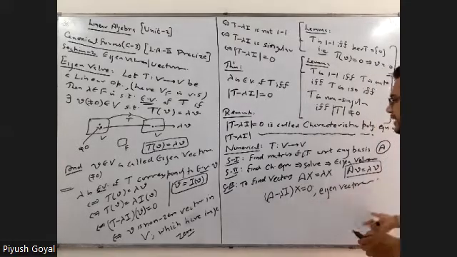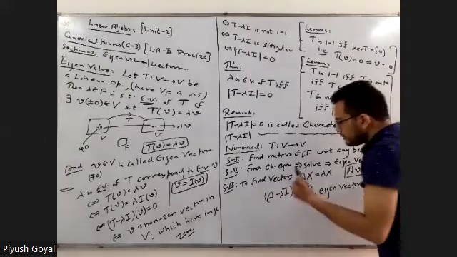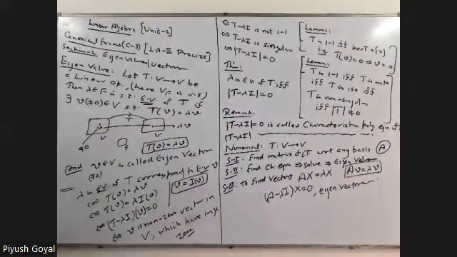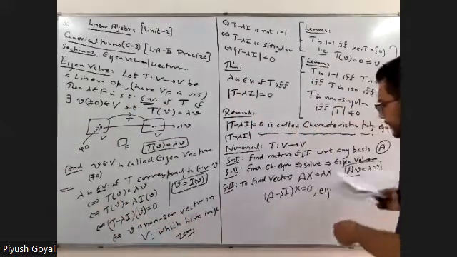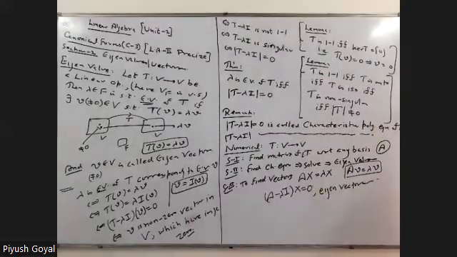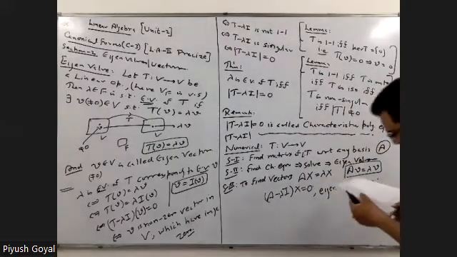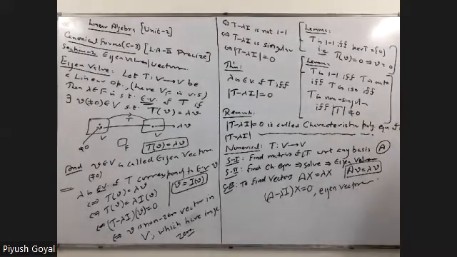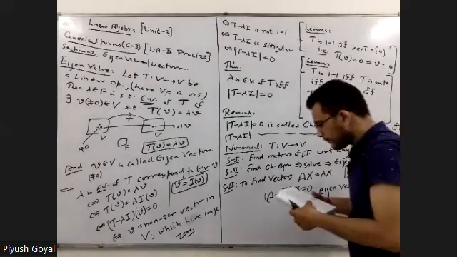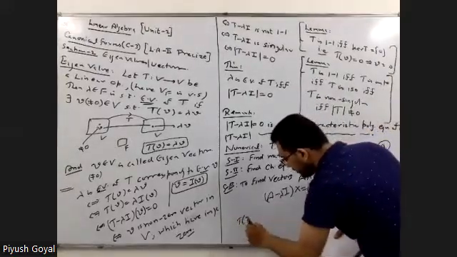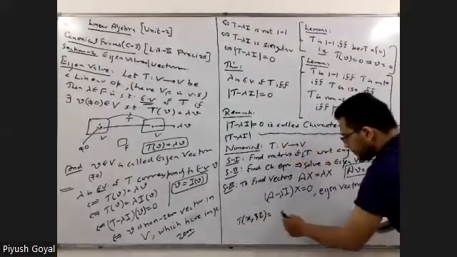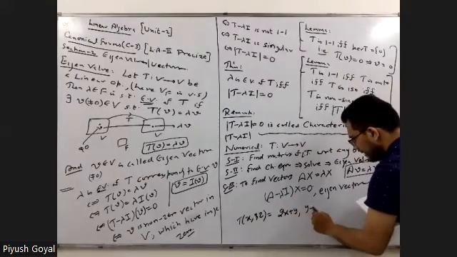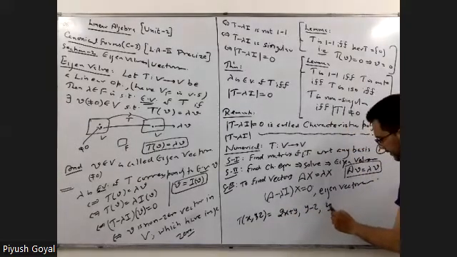I hope this thing is clear to everyone. And let me write a question. Question is, this is given in your book. Question is given to be, T of x, y, z is equal to (2x plus y, y minus z, 2y plus 4z).